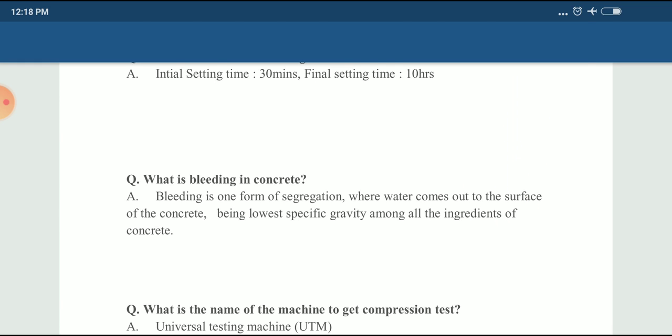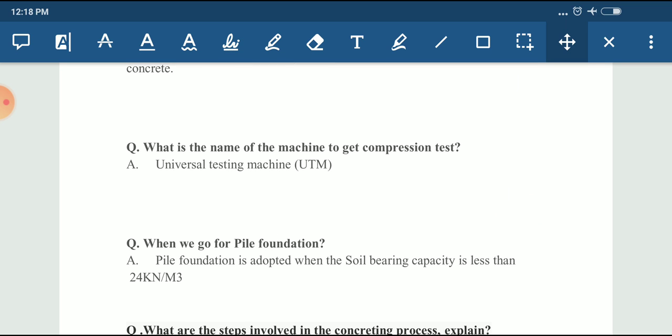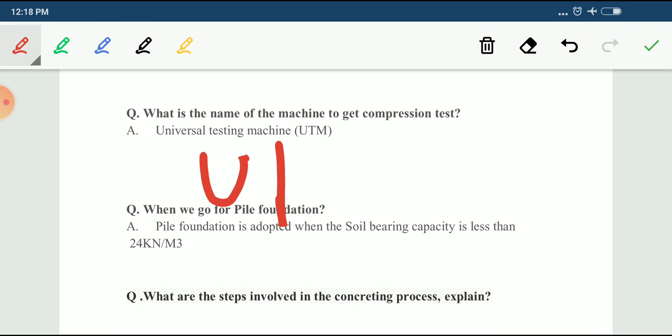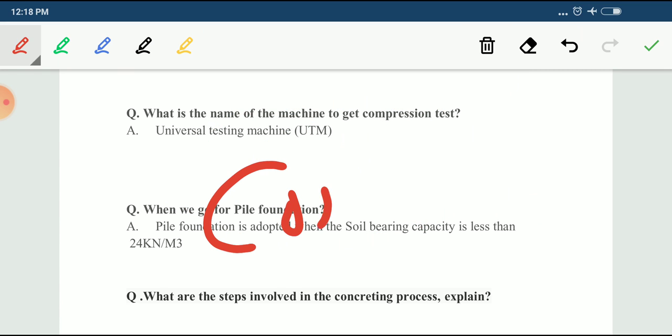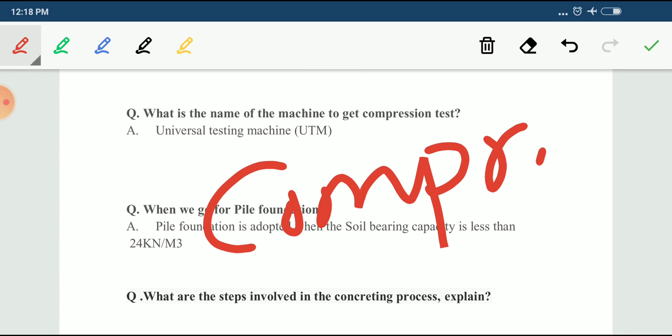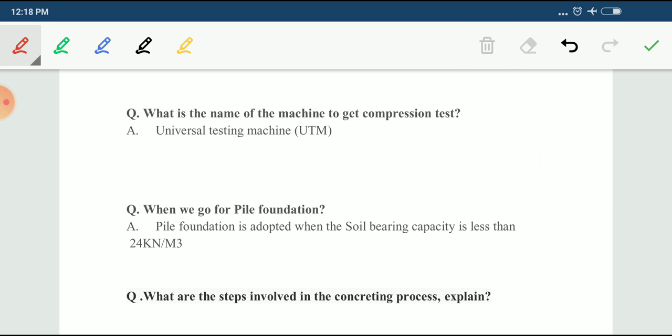Next, what is the name of the machine to check the compression test? Usually the compression test is conducted on the universal testing machine, UTM. You can also conduct this test on a compression testing machine.